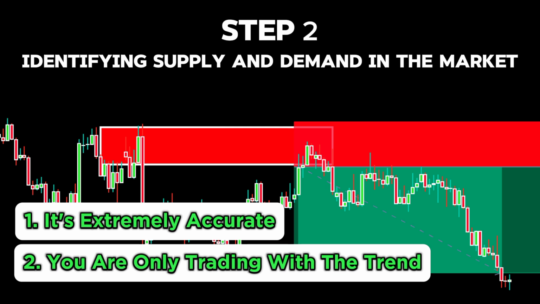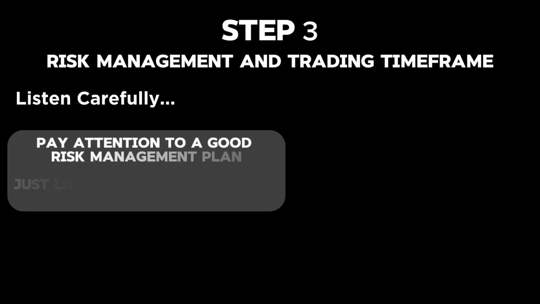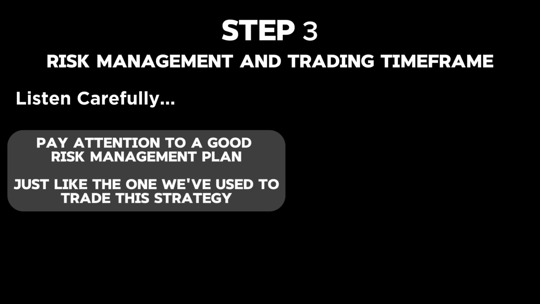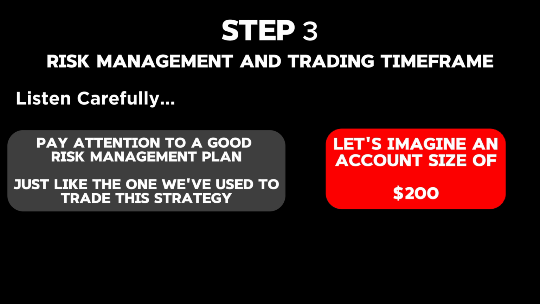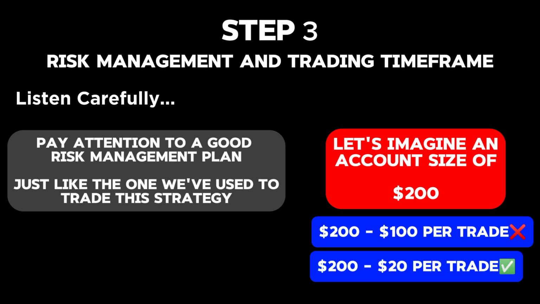Now that we have learnt the first step and the second step of this strategy, the third step is mainly on the risk management plan and the time frame that we will be using with this strategy. First, I will say that you must pay attention to your risk management plan and pick a good risk management plan, beginning with the ones I have already illustrated in this strategy. If you are trading with an account size of $200, don't go trading with a lot size that will make you risk $100 on a single trade. Instead, reduce your risk with a smaller lot size or leverage that will make you risk about $20 for each trade.